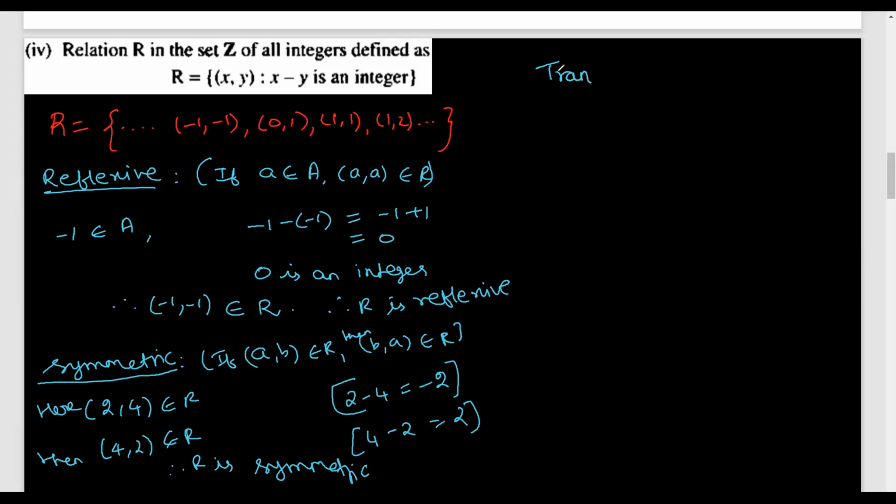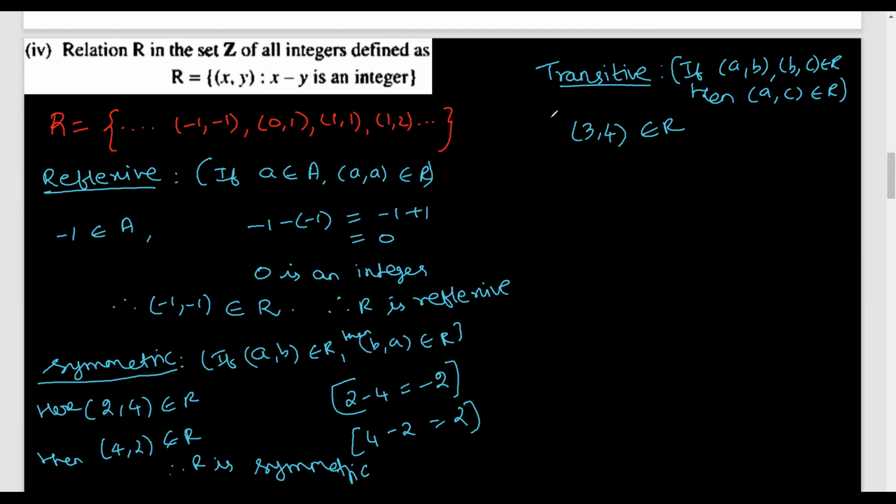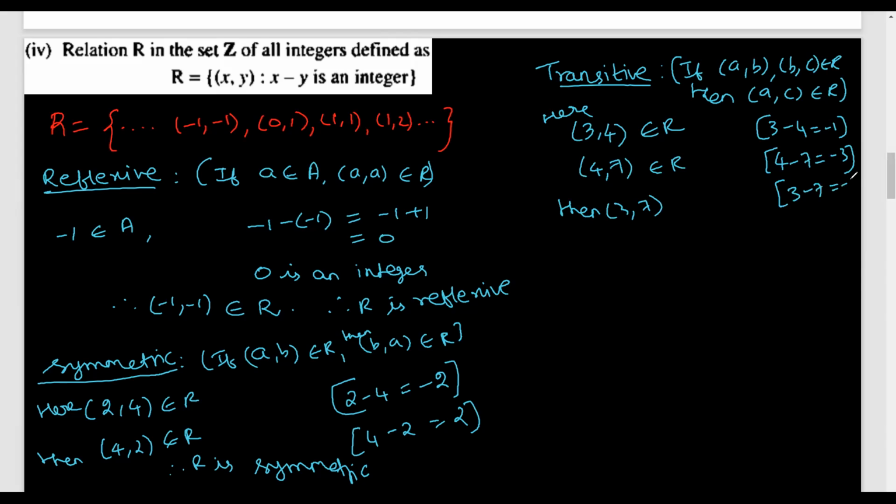Then for transitive, the definition is if (a, b) and (b, c) belong to R, then (a, c) belongs to R. So we'll choose the pairs in such a way. For example, we can choose (3,4) belongs to R. The reason: 3 minus 4 is -1, an integer. (4,7) belongs to R. The reason: 4 minus 7 is -3, it is also an integer. Then we should say (3,7) belongs to R. So 3 minus 7 is -4, again an integer, belongs to R. Therefore R is transitive. Therefore R is an equivalence relation because R is reflexive, symmetric as well as transitive.